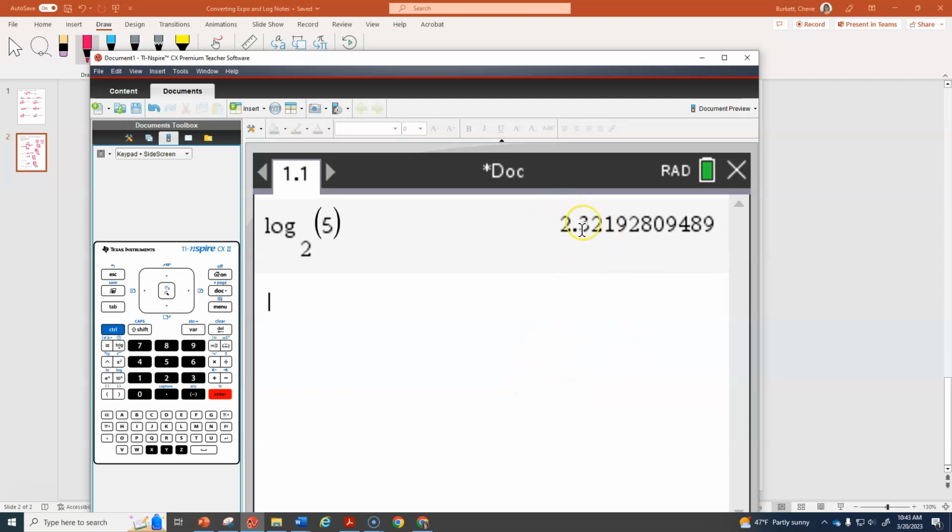That should make sense to you, because we know that 2 raised to the second power is 4, so that's a little bit too small. 2 raised to the third power is 8, so it needs to be a power somewhere between 2 and 3, and 2.3 is between 2 and 3. So that's how you would evaluate it using a calculator.